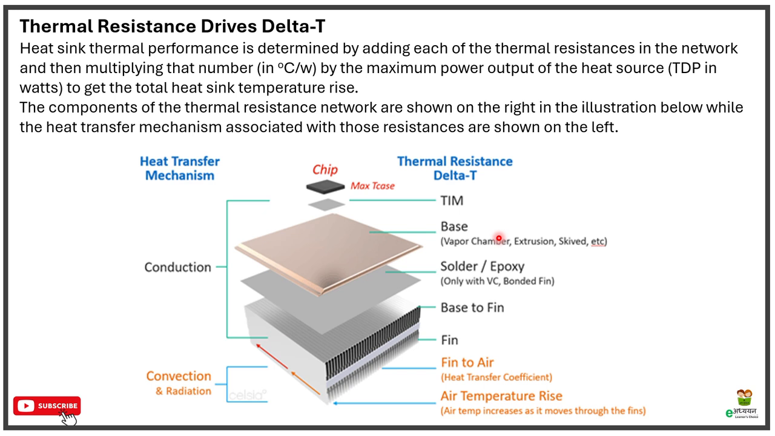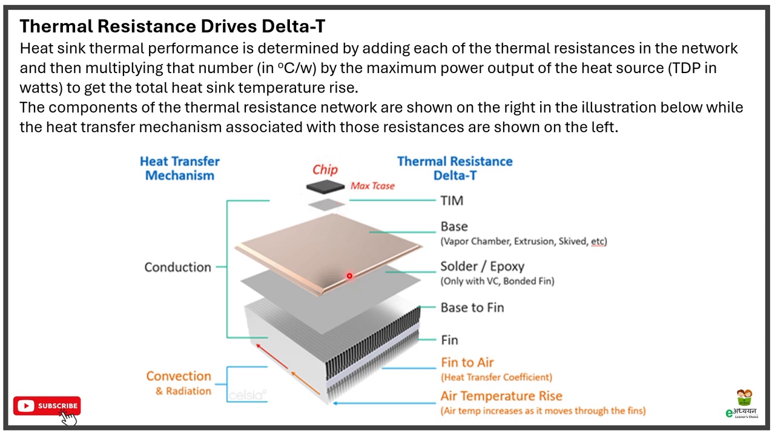Friends, basically the thermal resistance driven delta T is the main thing that we need to consider in heatsink design. So, heatsink thermal performance is determined by adding each of the thermal resistances in the network and multiplying that number by the maximum power output of the heat source. So here you can see this chip is the heat generating source.